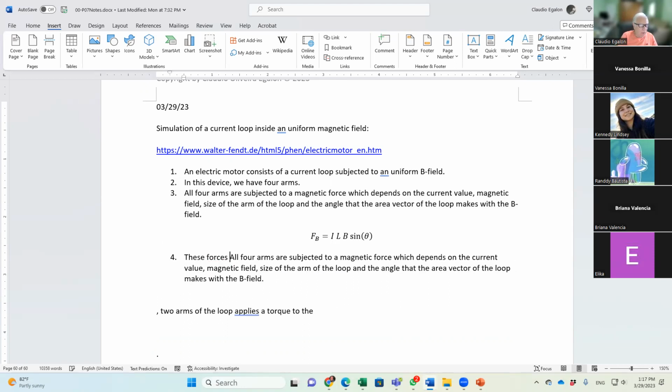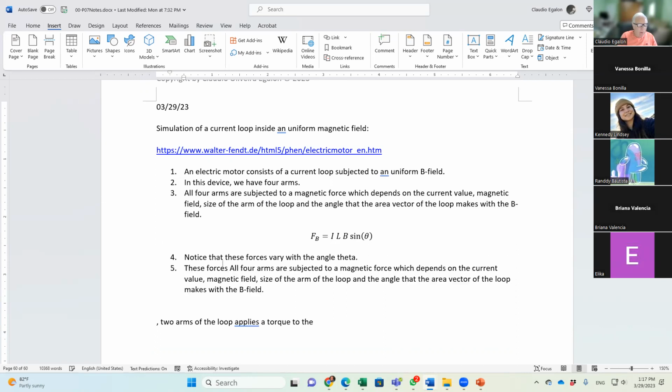Note that these forces vary with the angle theta. When this angle theta is 0, the magnetic force is going to be 0. When the angle theta is 90 degrees, the magnetic force is going to be maximum for both arms.